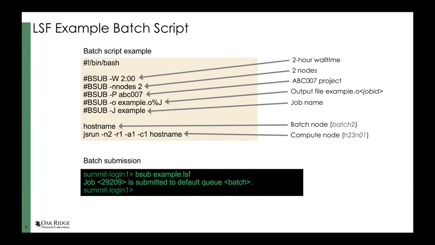The next line, the -nnodes, requests the number of full nodes that you need for the job. Again, we allocate full nodes, and we don't share nodes between jobs. You can get multiple nodes, but those nodes will be entirely yours. The nnodes syntax is new for us from LSF.